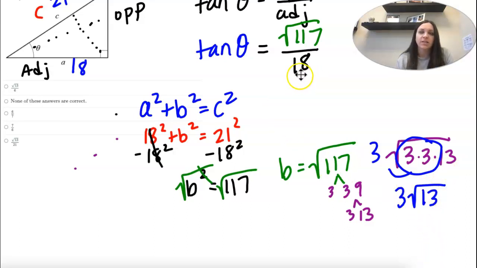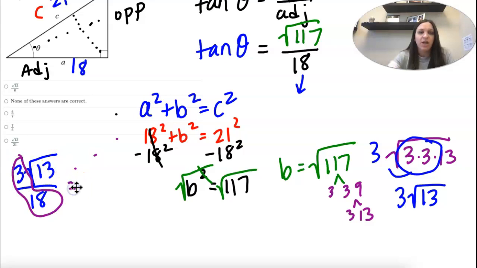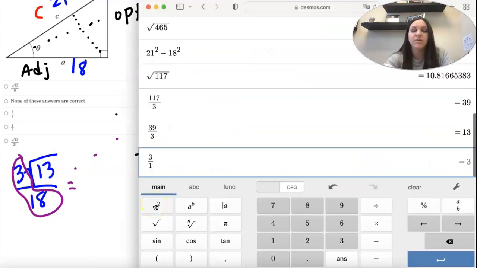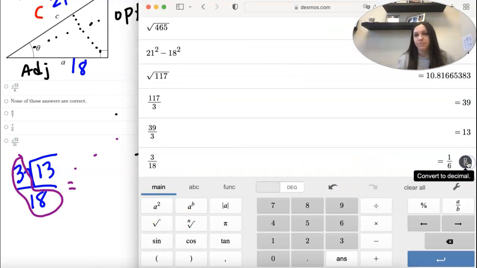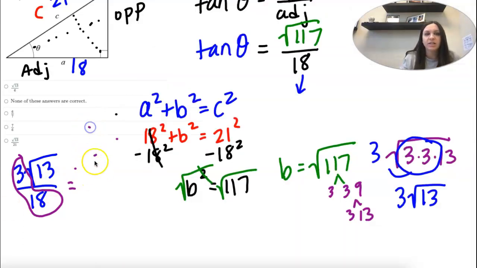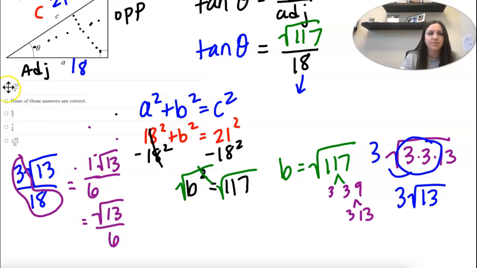Okay, so I'm going to rewrite this way down here. Instead of the square root of 117, I have 3 square roots of 13 over 18. And then ignore the square root and just look at the numbers. 3 over 18 reduces, right? They both divide by 3. So I have 1/6. And then the square root of 13 is still there. I don't need the 1, so it's just square root of 13 over 6.